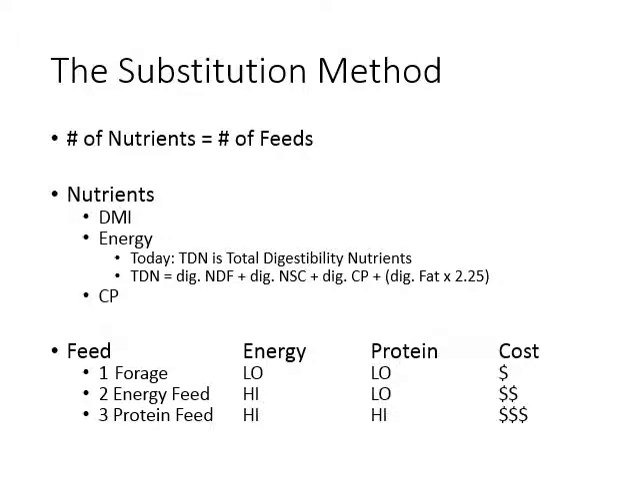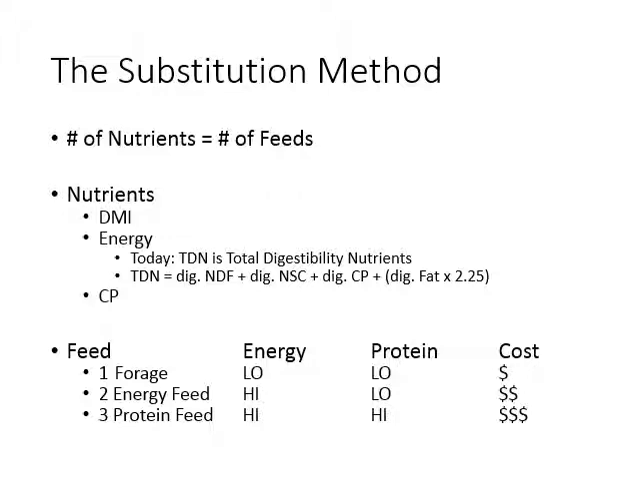So our 1 feed's going to be our forage. It's going to be low in energy, low in protein, and the lowest of the 3 in cost per pound of dry matter. Our number 2 feed is going to be the energy feed. It's going to be high in energy by definition, but low in protein. It's going to cost a little bit more than our forages on a dry matter per pound basis.